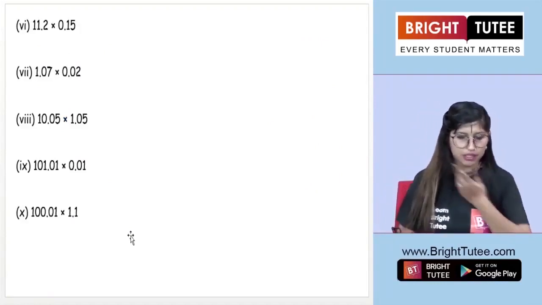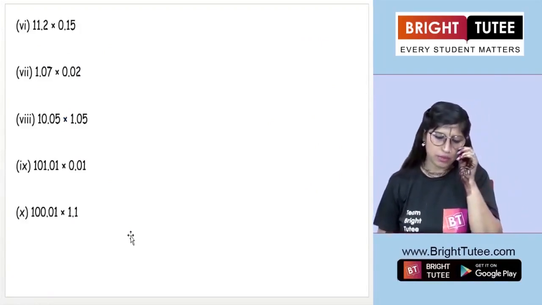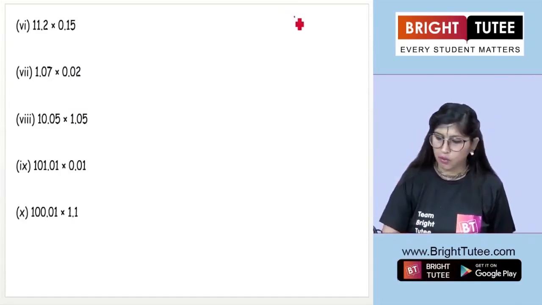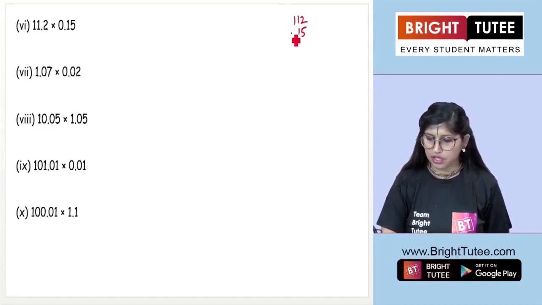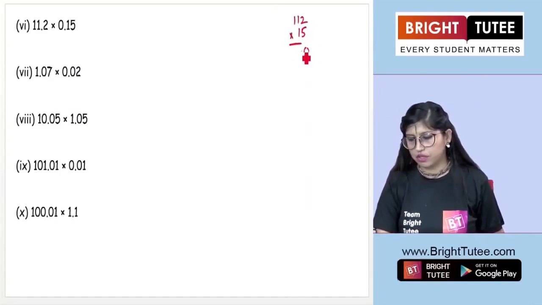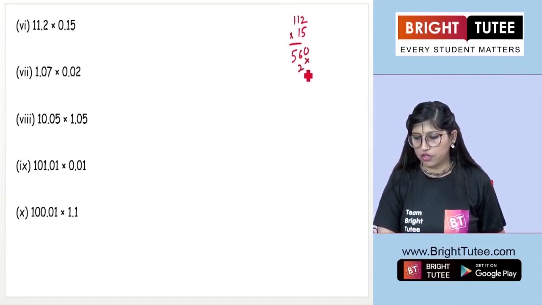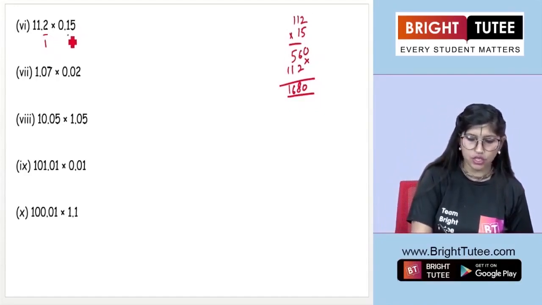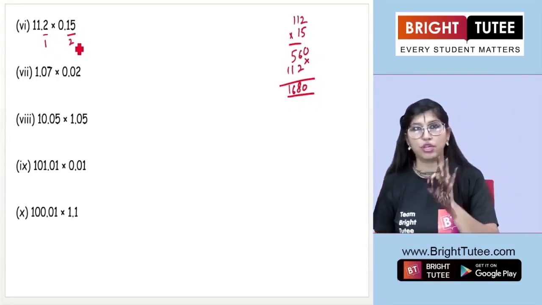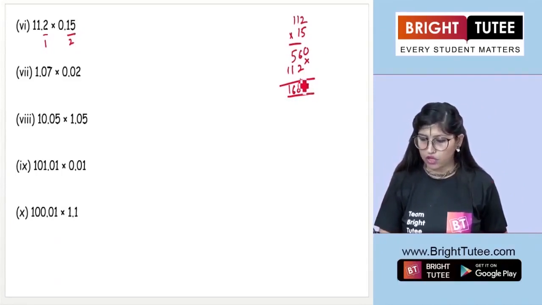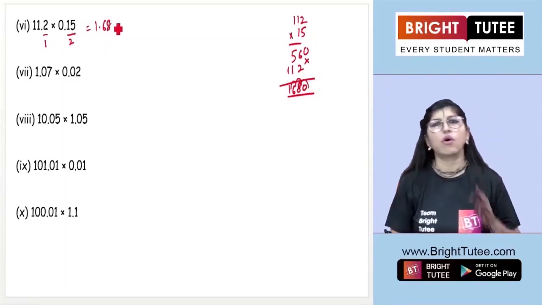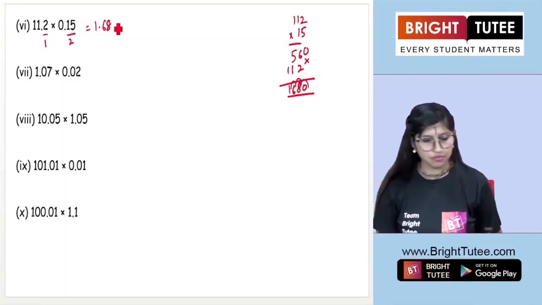So now the next part says 11.2 multiplied by 0.15. So what do we do? We multiply 112 and 15. We get 1680. So 1 digit here, 2 digits here. The total is 3 digits. So what do we do? 1, 2, 3. So the answer is 1.68 or 1.680.